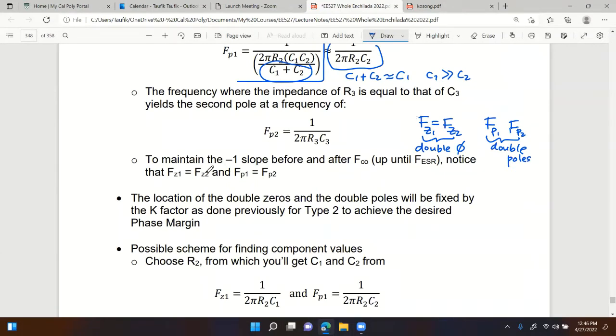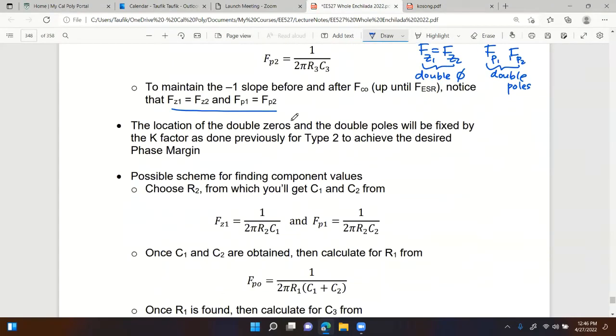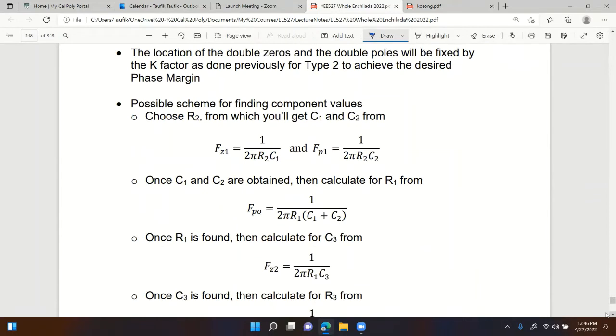Make sense? So that's why you need to set the equation like this: the frequency of FZ1 should be equal to FZ2, and FP1 should be equal to FP2. And of course, the implication will be when you choose the values, and before you choose the values, you have to set the equations this way. The location of the double zeros and the double poles will be fixed by the K factor, as we talked about earlier, just like we did for type 2, so that we can get the desired phase margin.